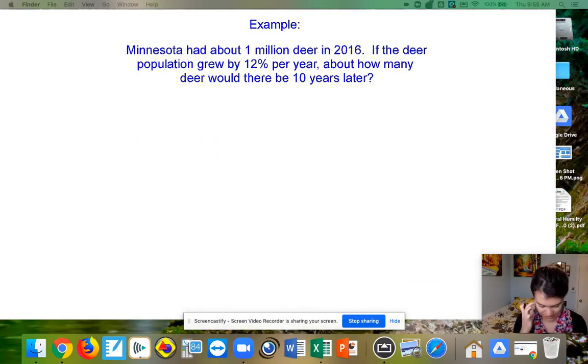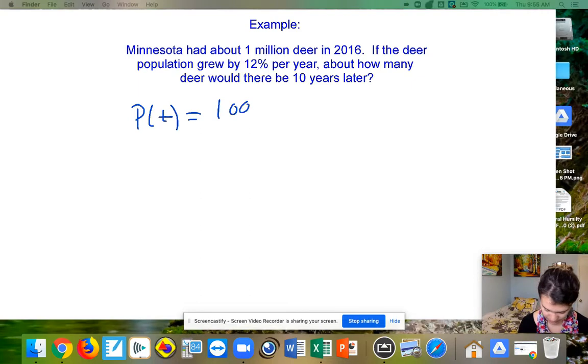So some examples with this. Here, Minnesota had about 1 million deer in 2016. If the deer population grew by 12% per year, how many deer would there be 10 years later, or in 2026? So we want to write out our equation. We want to figure out our population. We have 1 million to start off with. And then we're growing by 12%. So we're going 1 plus 0.12, to the time.